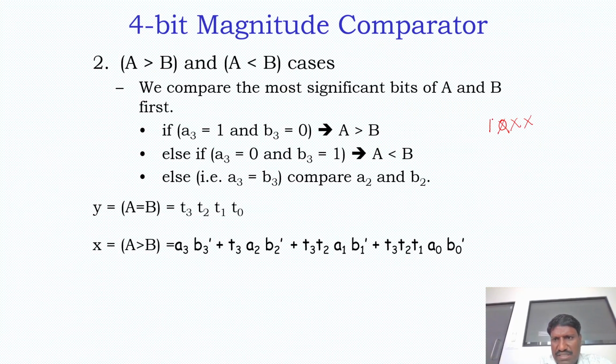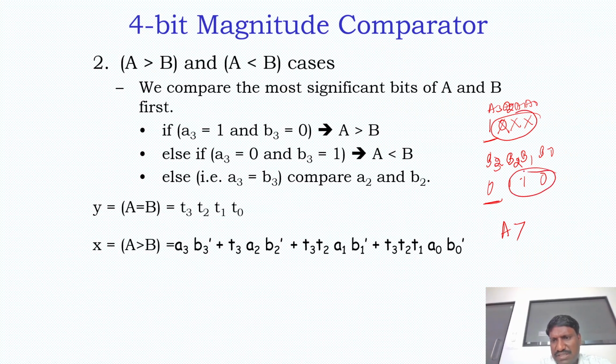Let's say A3, A2, A1, A0 and B3, B2, B1, B0, where B3 is 0 and A3 is 1. Whatever the remaining bits may be, I can simply say A greater than B. If these are equal, then we need to look at A2 and B2. If those are equal, next I need to look at the next two. If those three are equal, then I need to look at the last two.